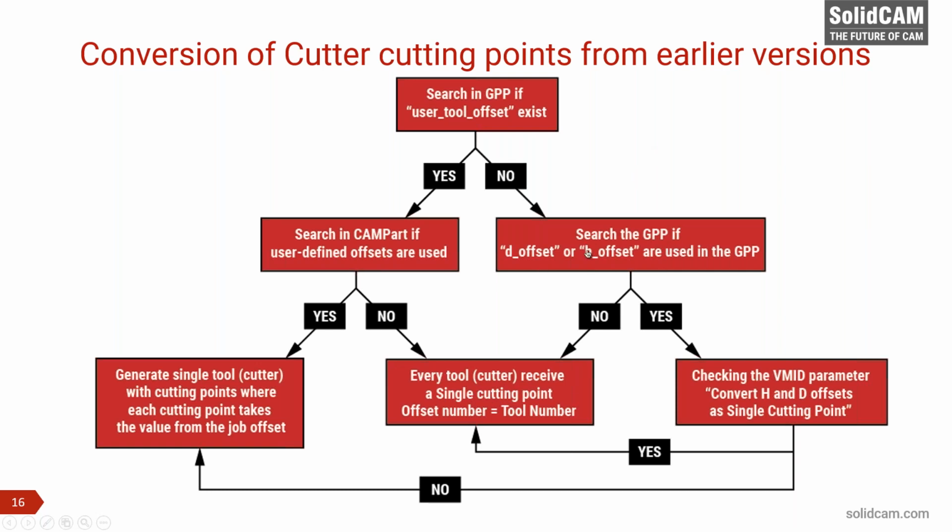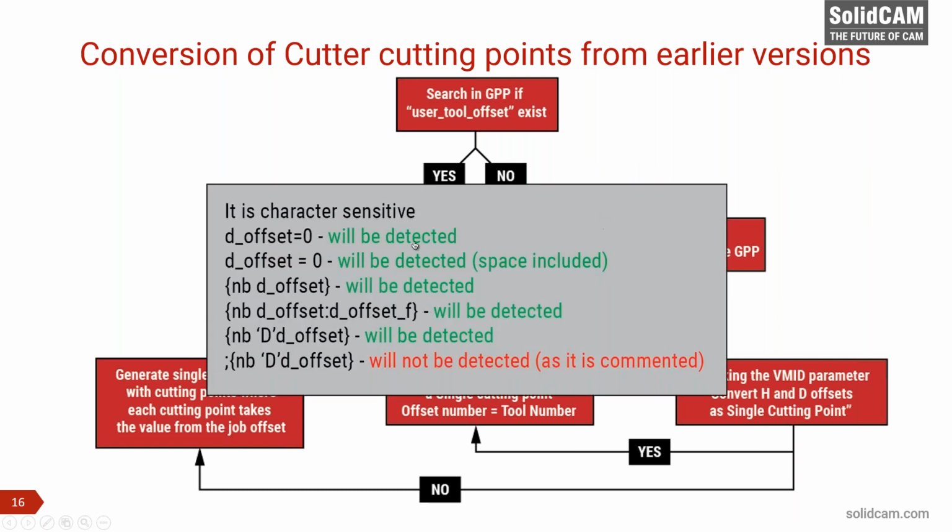And how are we checking this, guys? Here are a couple of examples of how you are defining it. Even if you're using it as an equation, or in square brackets, anything that you can see here will be detected as using the D or H offset. In the case that they are commented out with a semicolon, which means it's not used, it will not be detected.